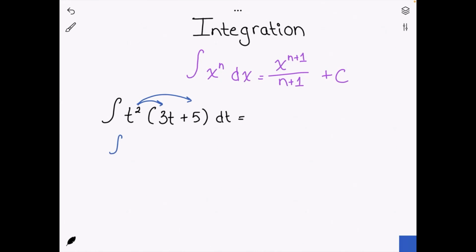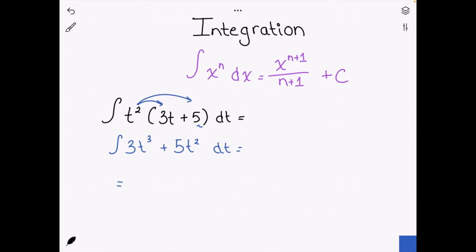1 times 3 is 3. And since it's multiplication, we're going to add the power. So 2 plus 1 is 3. So 3t to the power of 3 plus 1 times 5 is 5. And there is no t here, so we're going to put t to the power of 2 dt. And now we're going to start solving.